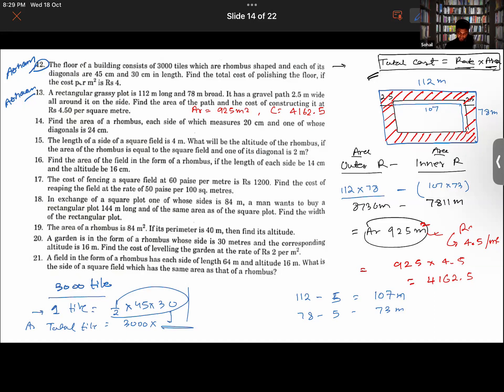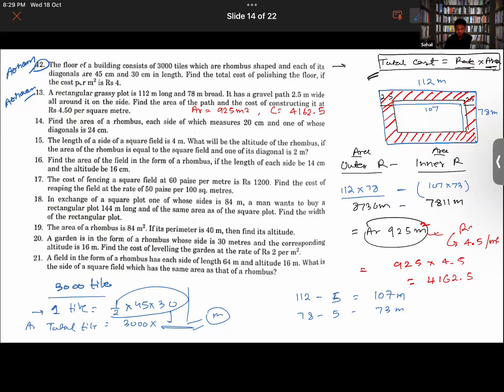Then you need to find the total cost of polishing the floor if the cost per square meter is rupees 4. Here you will divide by 10,000 and get a value. The thing here is the rate is in meter, so you will have to convert centimeter into square meter. Afterwards you can find the cost easily by using the formula, total cost equals rate into area. Getting it? Okay.